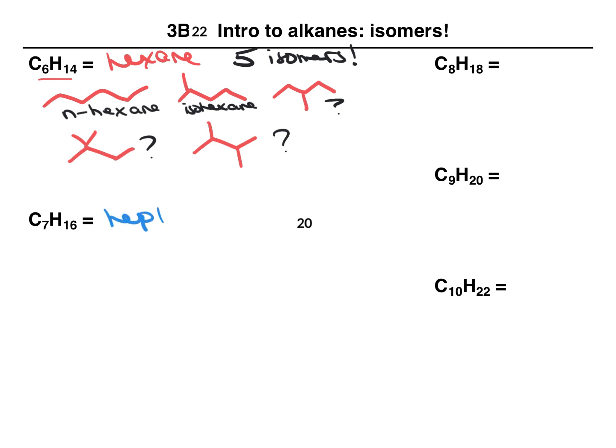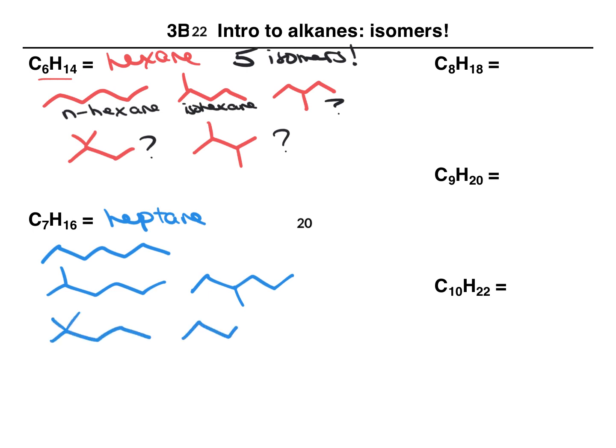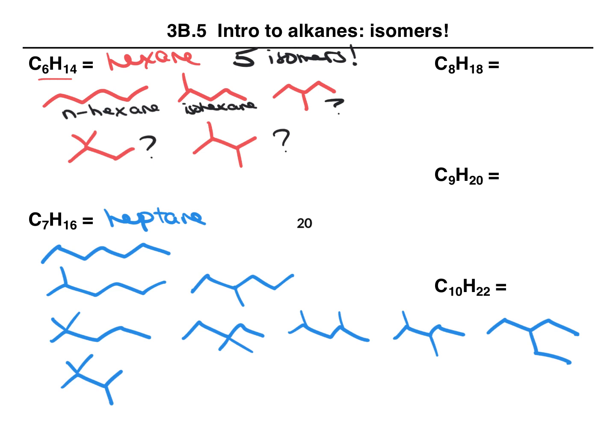C7H16, now we're looking at heptane. We can have 1, 2, 3, 4, 5, 6, 7. We can have 1, 2, 3, 4, 5, 6 with a methyl branch. Those are our two options. We can have 1, 2, 3, 4, 5 with 2 methyl branches in several arrangements, or 1, 2, 3, 4, 5 with an ethyl branch. And then finally, we can have 1, 2, 3, 4 carbons with a methyl branch, another methyl branch, and another methyl branch. And now we have 9 isomers.